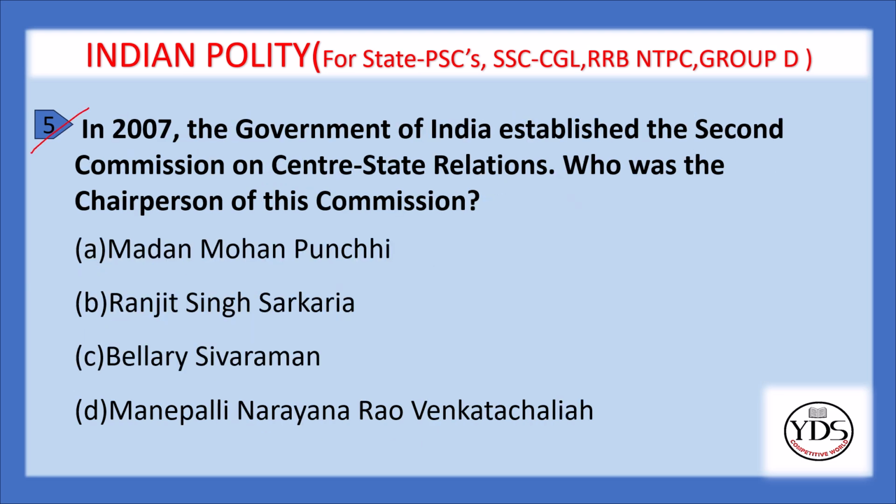Fifth question. In 2007, the Government of India established the Second Commission on Center-State Relations. Who was the chairperson of this commission? Option A. Madan Mohan Punchhi. Option B. Ranjit Singh Sarkaria. Option C. Bellari Shivaraman. Option D. Manepalli Narayan Rao Venkatachaliah. Option A. Madan Mohan Punchhi is the correct answer.